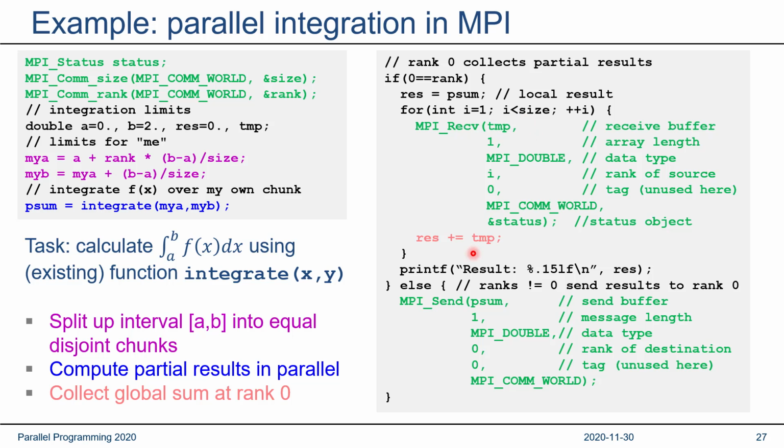We receive whatever they send in our local receive buffer temp. The array length is one element because everyone has a double precision variable that it stored its local result into. The data type is double, of course. The rank of the source is i, which is our loop index here. The tag is not used, so we set it to 0. And of course, we are in the world communicator. Since we're calling an MPI receive function, we always require a status object, which we have instantiated right at the beginning of the program.